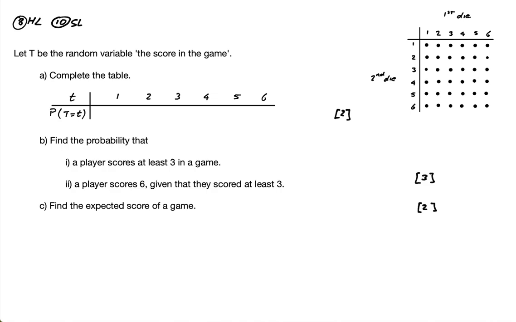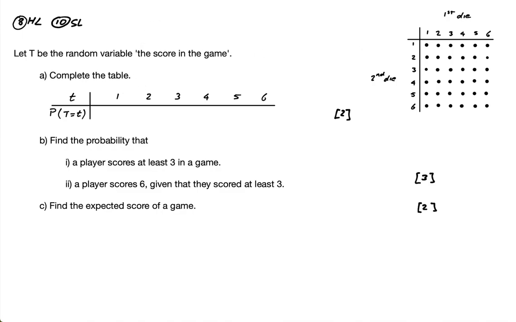Okay, 8 for HL, 10 for SL. So let T be the random variable, the score of the game. Complete the table. So basically the game is 2 dice are rolled, and the score is the highest one that comes up. So if you roll a 2 and a 5, the score is a 5. If you roll a 3 and a 4, the score is a 4.